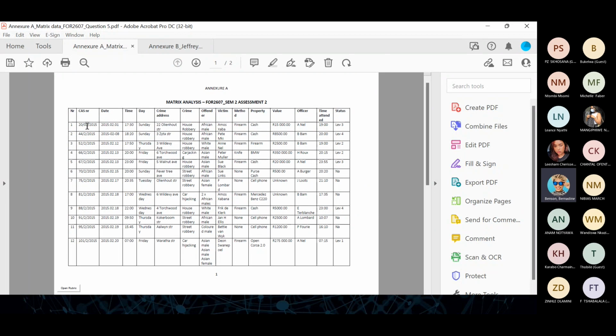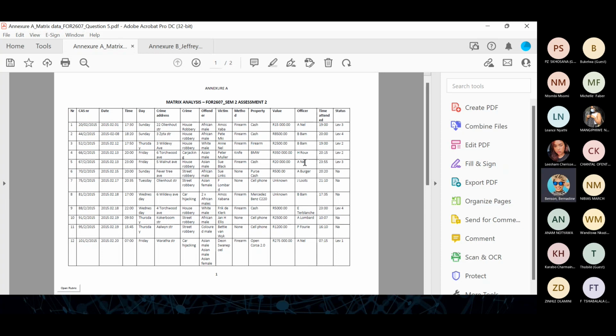Number 1, there's the CAS number, the date that it happened, the time, the day, the crime's address, the type of crime, who's the offender, who's the victim, what was the method that was used, property stolen, value, the officer that attended. This is usually a security officer in the area, the time the person attended, and the level of crime they attribute. So this is not really important, but when you get down to breaking down the different levels of incidents, that is where that last column becomes important.